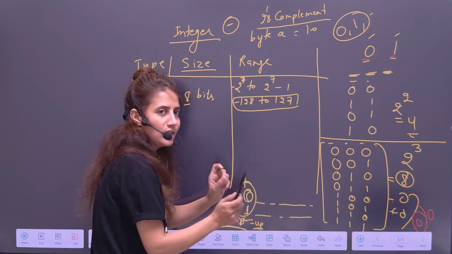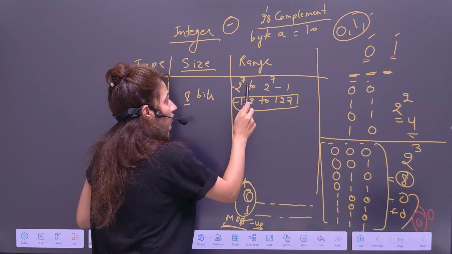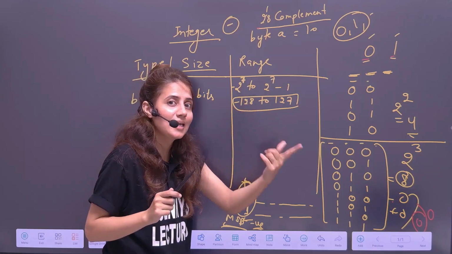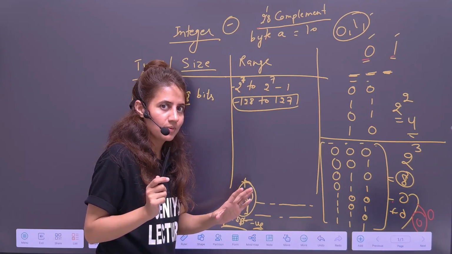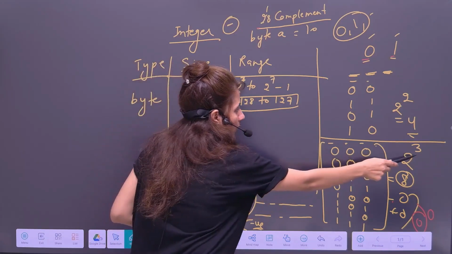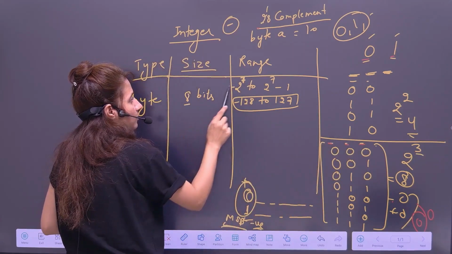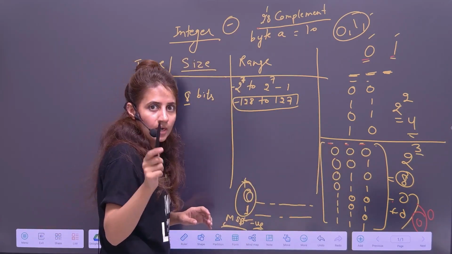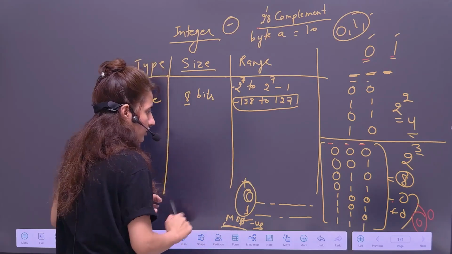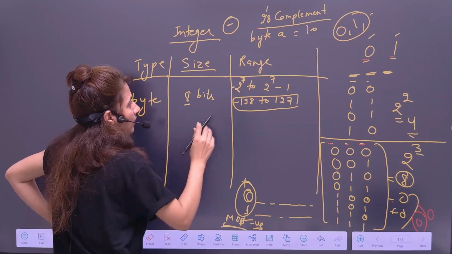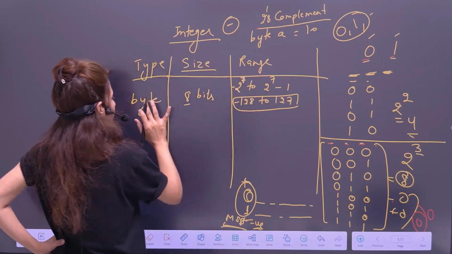That's why we are left with only 7 bits, so it is 2 raised to power 7, not 2 raised to power 8. I hope you got the concept. Here it was 2 raised to power 3 because we had 3 bits. Here we have 8 bits, but still 2 raised to power 7, not 2 raised to power 8, because one bit is reserved for the sign. Now this is the range of byte.